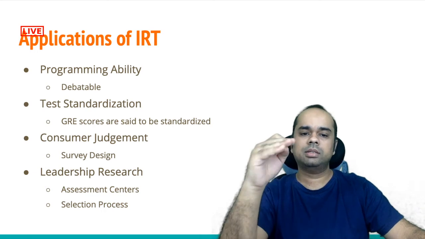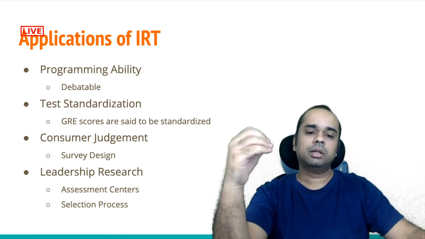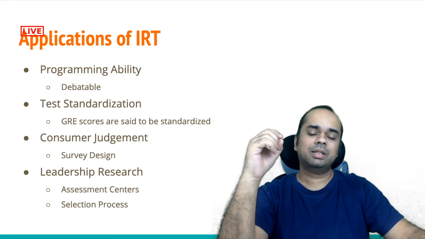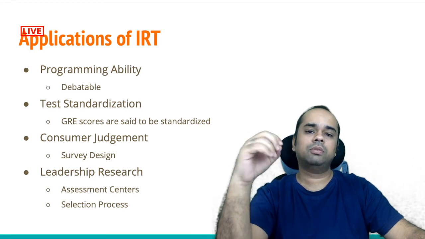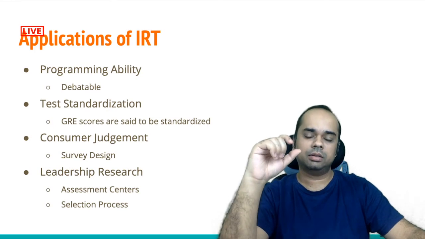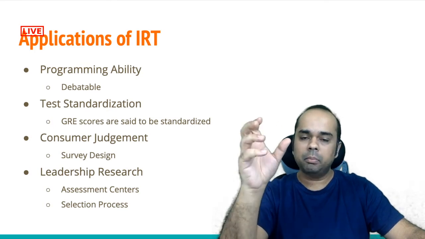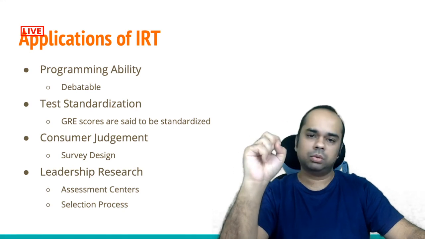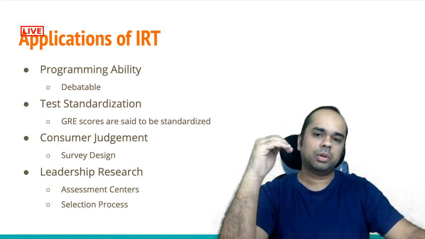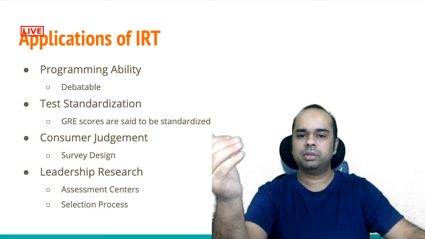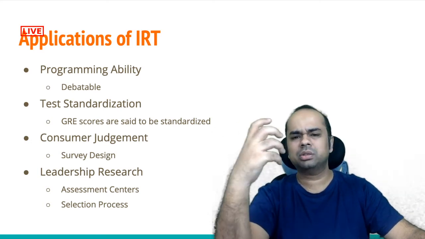Let's quickly move ahead and understand what the applications of IRT are. So test standardization, GRE, we already spoke about it. Consumer sentiment judgment, anywhere where there is some sort of unlocking of latent, hidden sentiment required, IRT may be useful. So in questionnaire design, you're going to come across those 5-point scales, 7-point scales, 9-point scales, positive scales, continuum, and lots of those things.